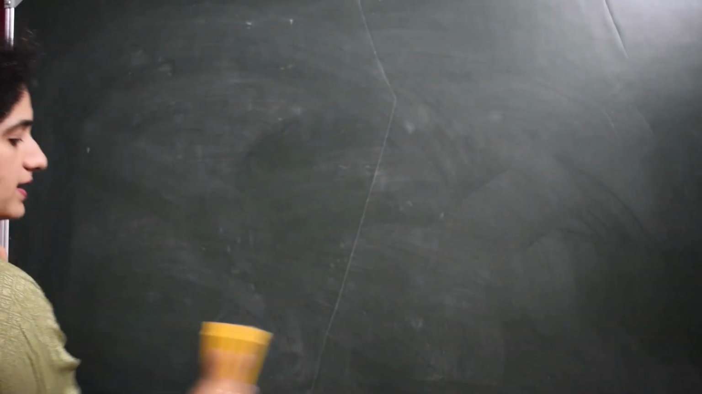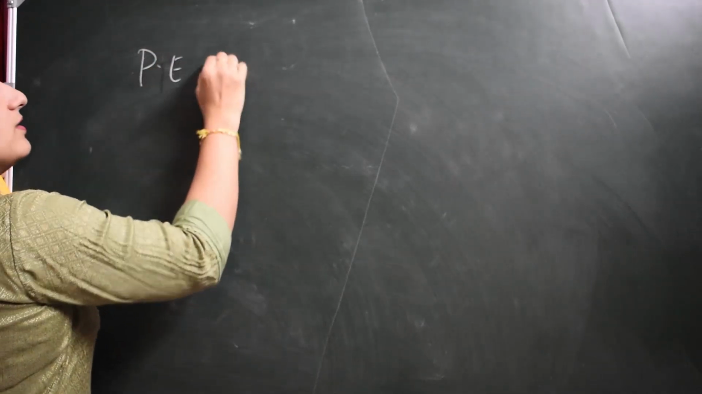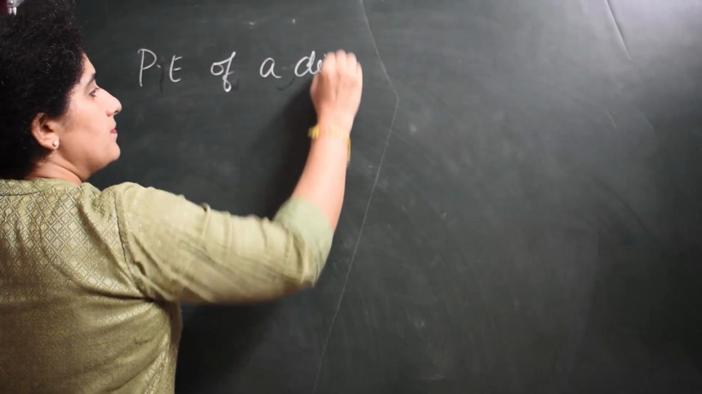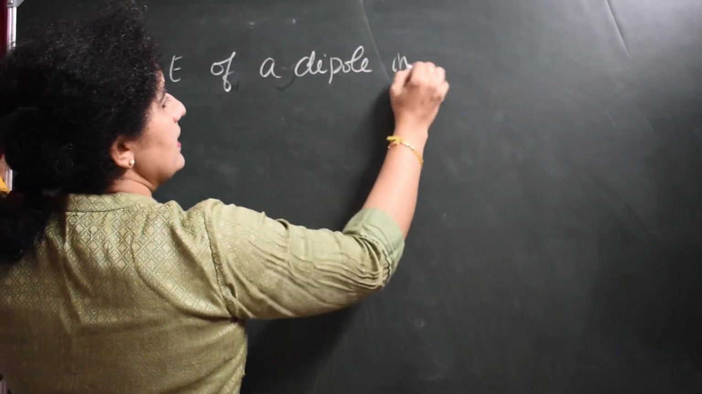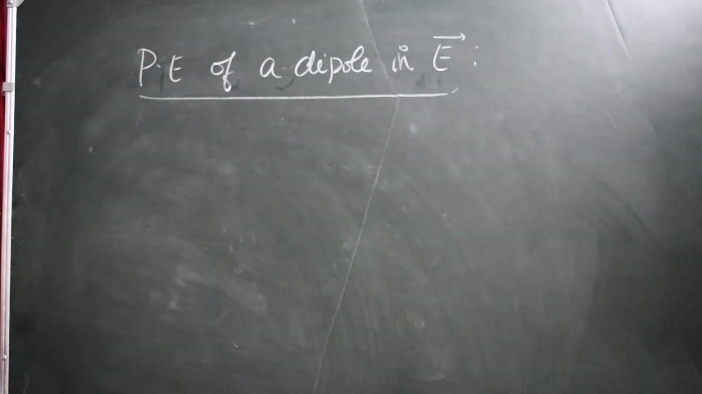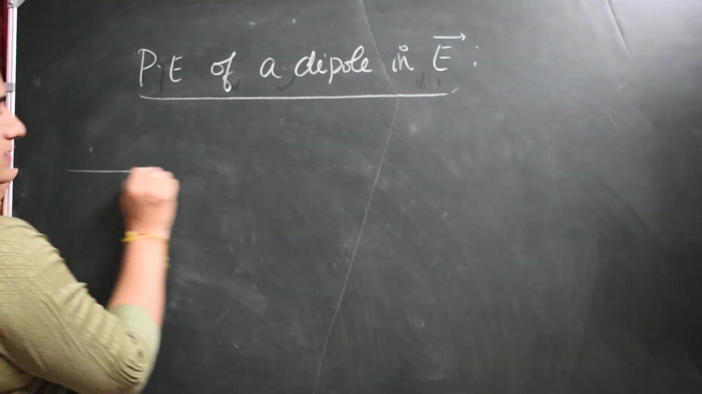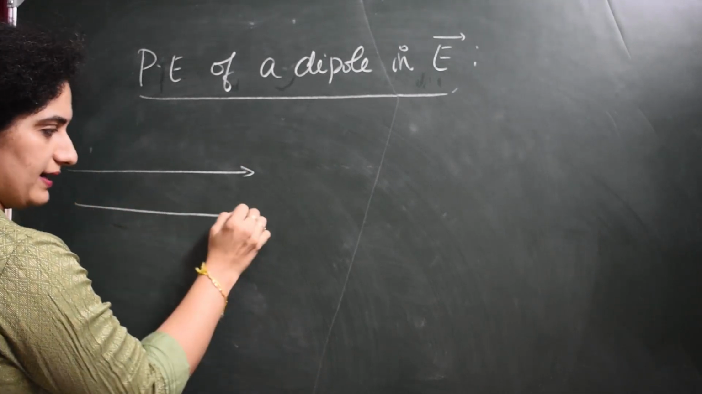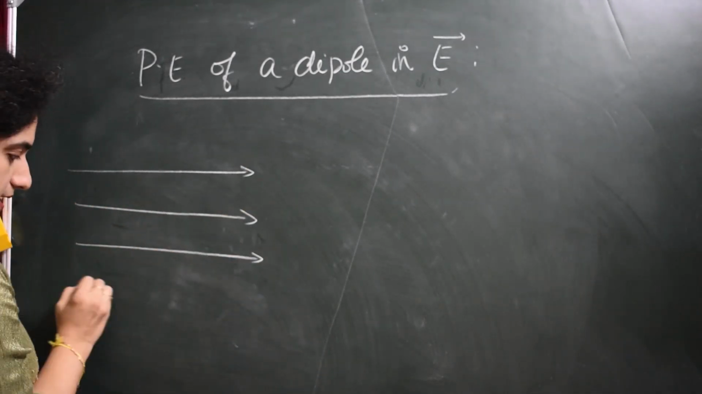Now next is the important one. It is the potential energy of a dipole in an external electric field, which is very, very important. So when you have a dipole, what do you mean by a dipole? Two equal and opposite charges. Correct? So it is the potential energy of a dipole. Very important derivation. Dipole in an external electric field E. So we will consider a very small derivation, but it is very important.